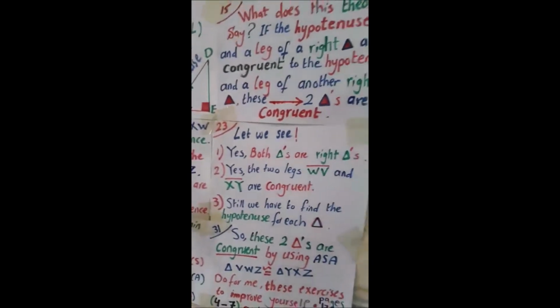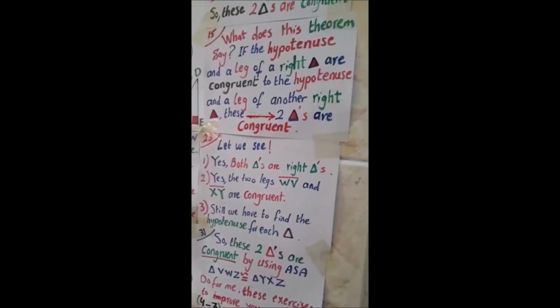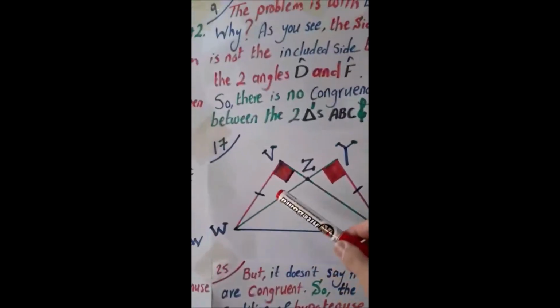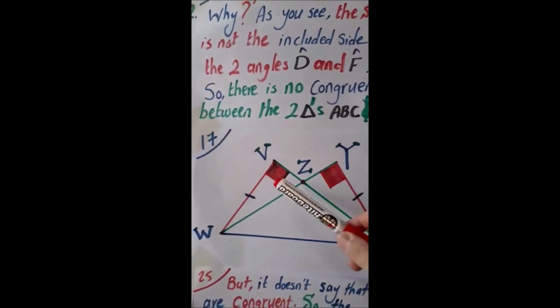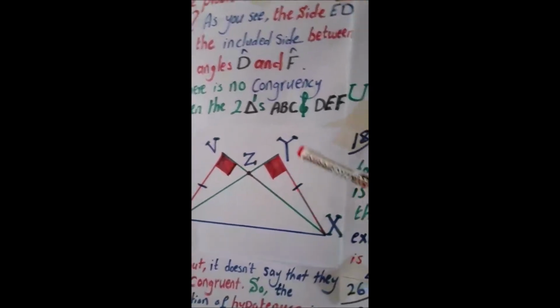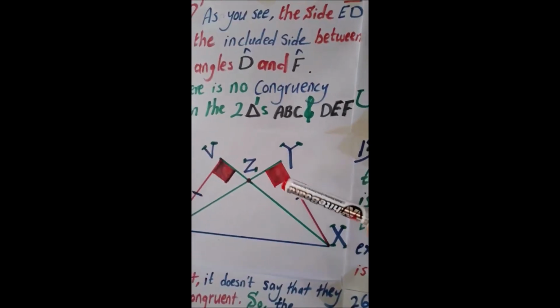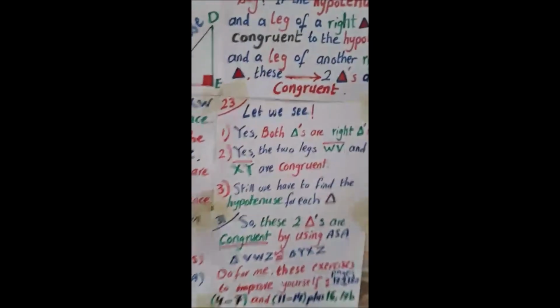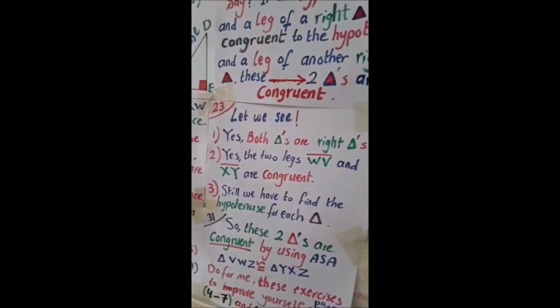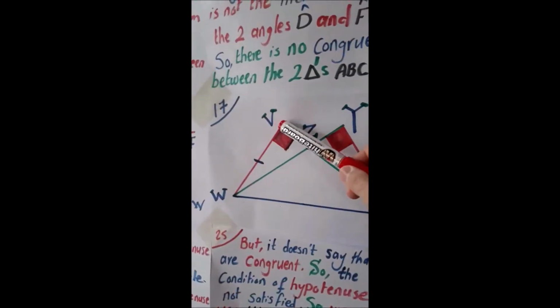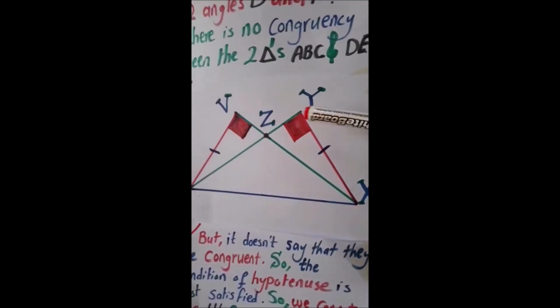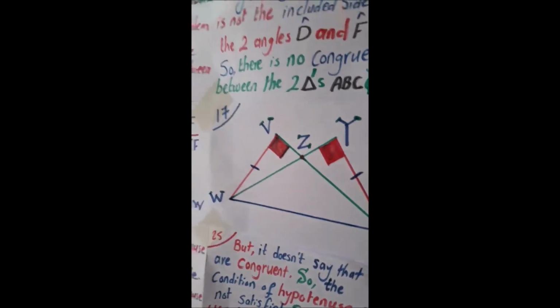Number 1, both triangles are right triangles. Again, we have VWZ is a right angle triangle at V, and YXZ is a right angle triangle at Y. So number 1 is satisfied. Number 2, the two legs WV and XY are congruent. Where are the legs? We have WV and XY as the legs, and also they are congruent.